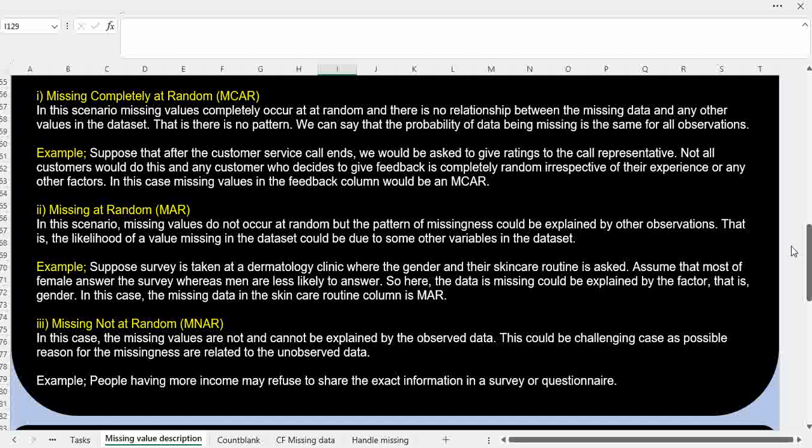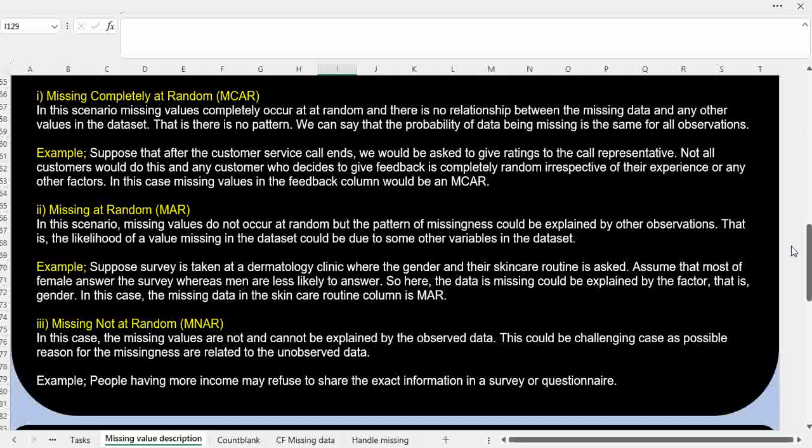So these are the three main types of missing values. Missing completely at random, where there is equal chance of all values missing. Missing at random, where another variable is causing missingness in this variable. And missing not at random, where the unobserved value itself leads to the missing value in that variable.